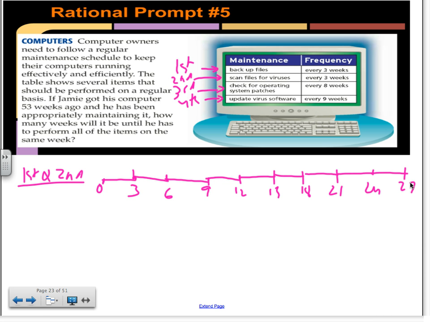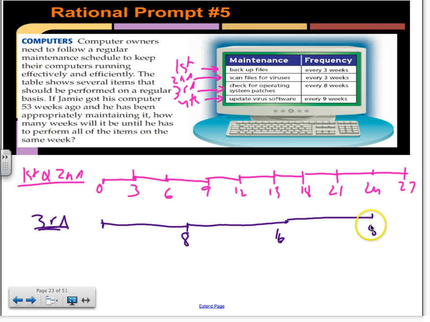And for the third task, I use a different color to represent that. The third task, however, happens every 8 weeks. So let's say 8 weeks is right here. Then the next time is 16, which is around here somewhere, and then 24. And notice that after 24 weeks, he will have to do all 3 tasks at the same time. But then again, I don't see an overlap of all four tasks yet.